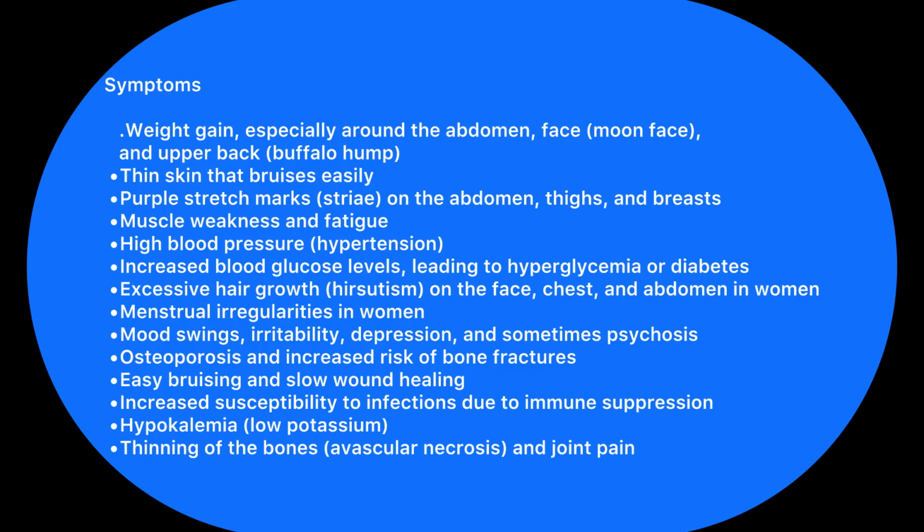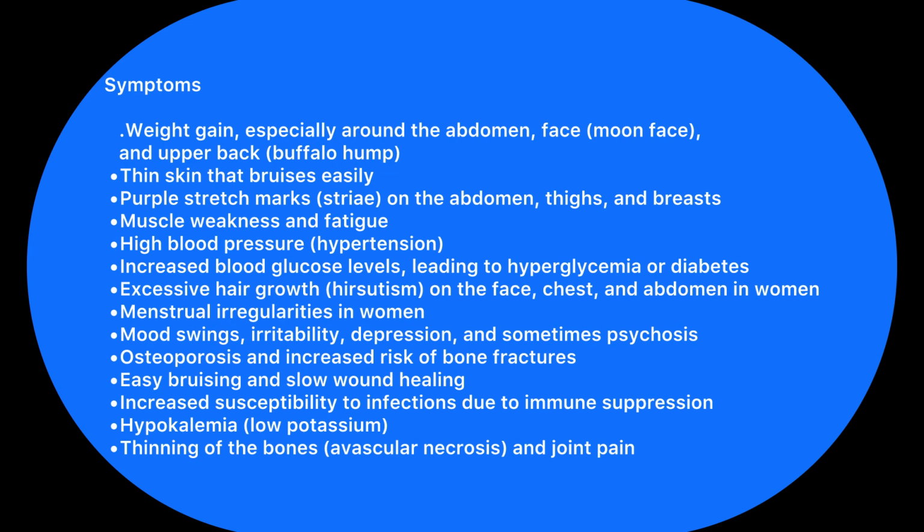And the signs and symptoms of Cushing syndrome are weight gain, especially around the abdomen and face, moon-like face, and thin skin that bruises easily, purple striae marks on the abdomen, thighs, breast, muscle weakness and fatigue. High blood pressure, increased blood glucose level leading to hyperglycemia or diabetes, just the opposite of Addison's disease. Excess hair growth, menstrual irregularities in women, mood swings, irritability, depression and other psychosis.